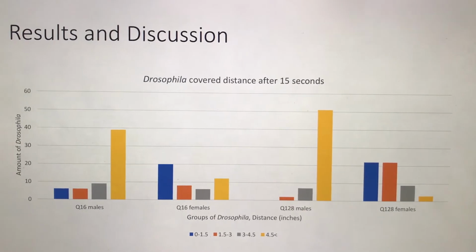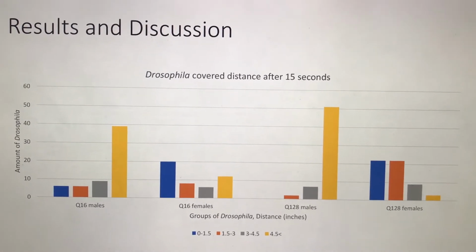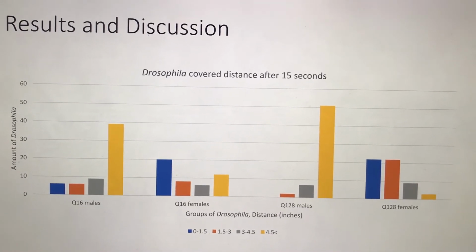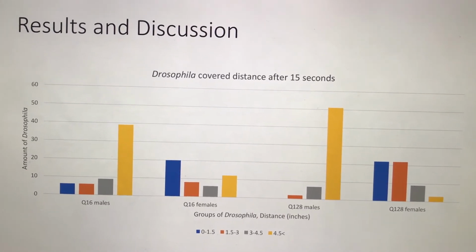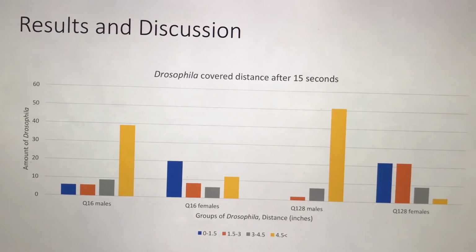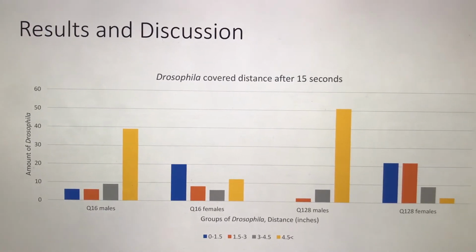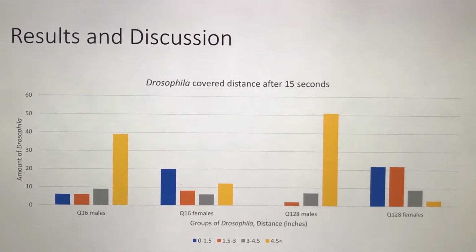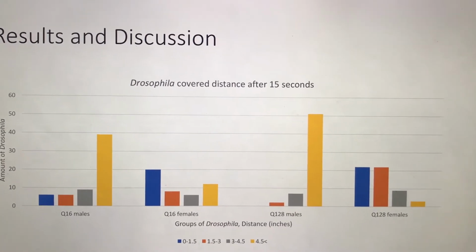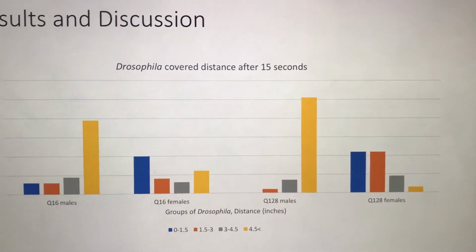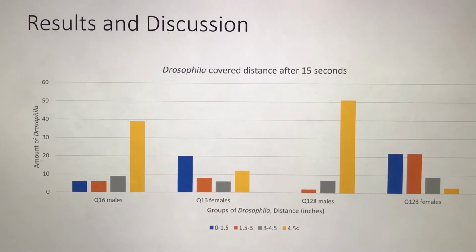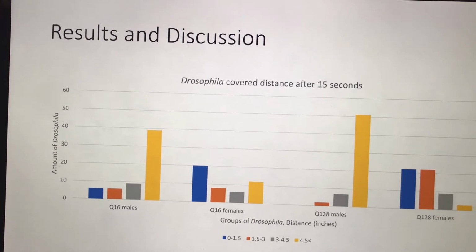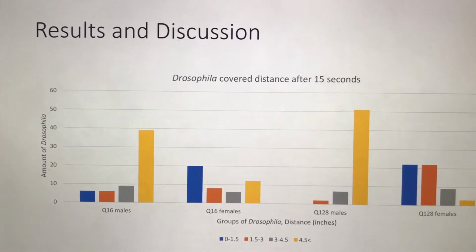At 15 seconds, we can still see Q128 females are under 3 inches, the majority of them, while the other groups, Q16 and Q128 males notably, are at mostly 4.5 inches and above. Q16 females still have a few in the 0 to 1.5 inch range, but they are still more normalized than the Q128 females, which are heavily skewed.